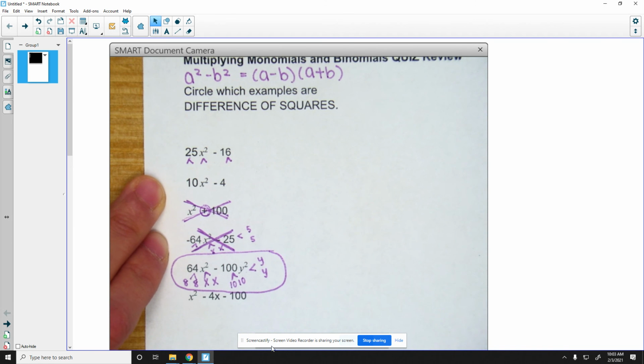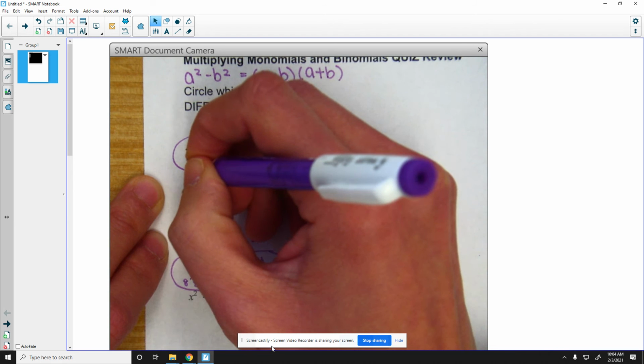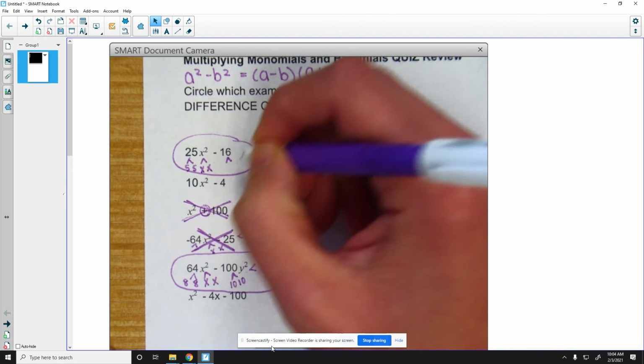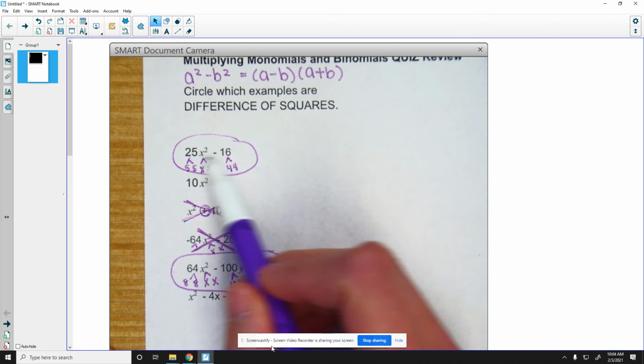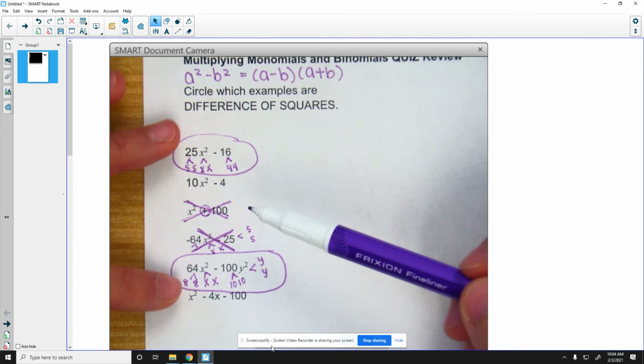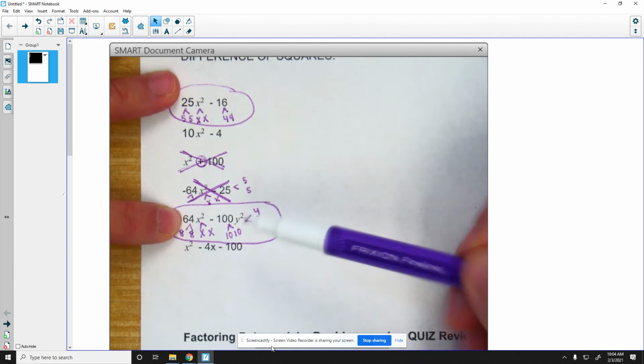What do we think? Cameron? The first one. 25 is 5 times 5. X squared is x times x. 16 is 4 times 4. There are 2 terms and there's a minus. Okay, so then obviously if I said there were only 2 answers, this one can't be it and this one can't be it.